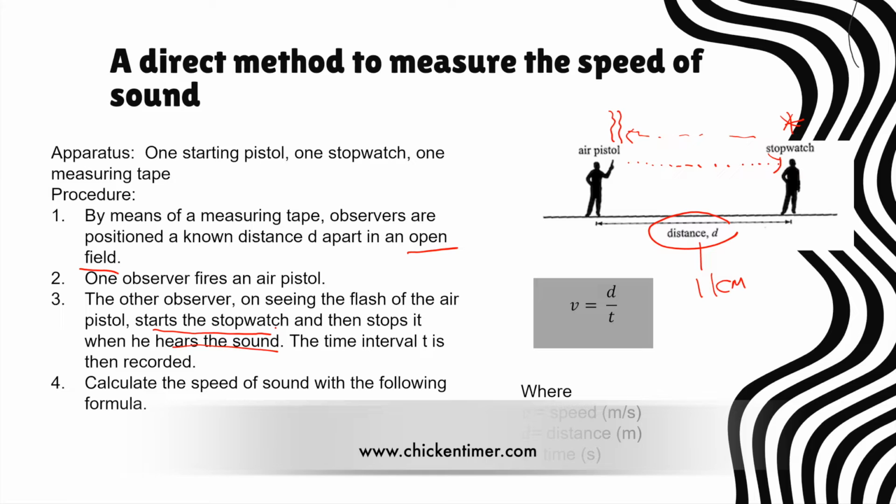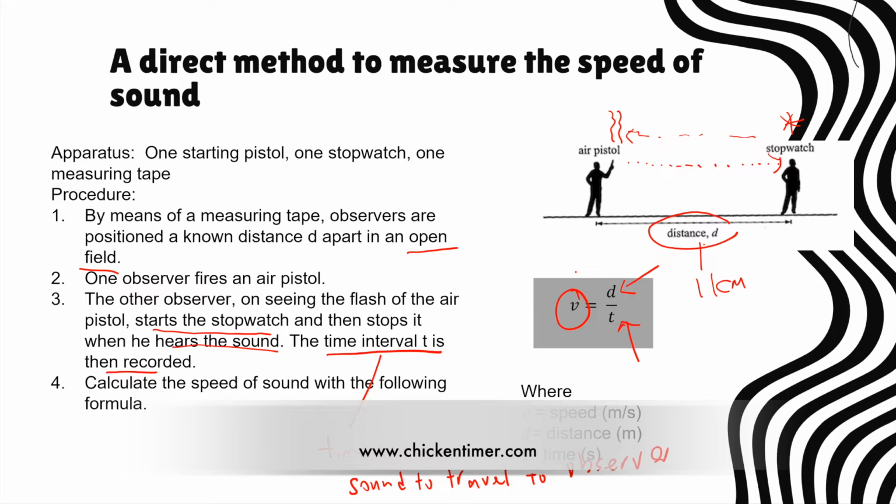So the time interval that is recorded will be the time taken for the sound to travel to the observer. If you have the time, and you also have the distance, you can just use the values that you obtain to find the speed of sound, like that.